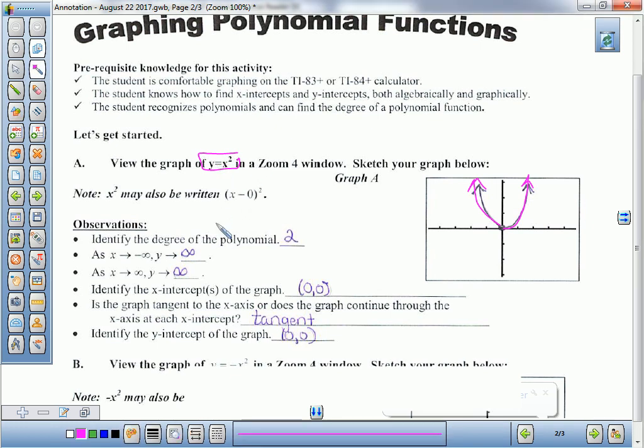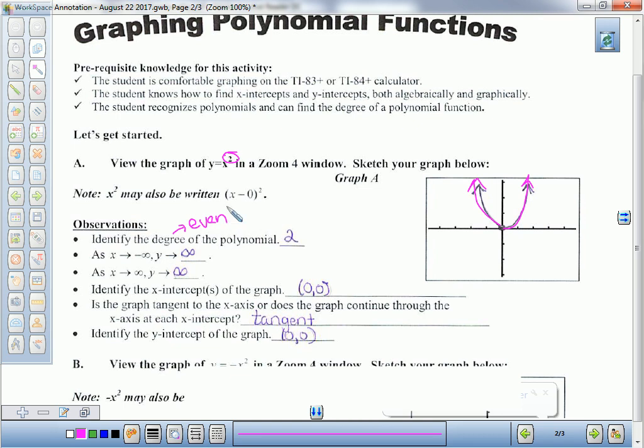When we look at this, how do we know this has a degree of 2? To find the degree of a function when it's in standard form, we go to the term with the highest degree. Well, this only has one term, and the degree of this term is 2. So the degree of this polynomial is 2. So the degree is even.